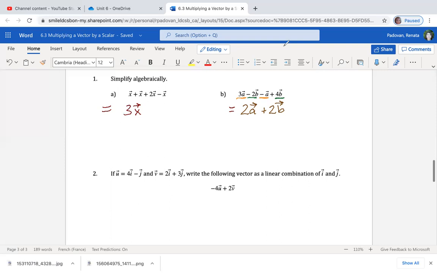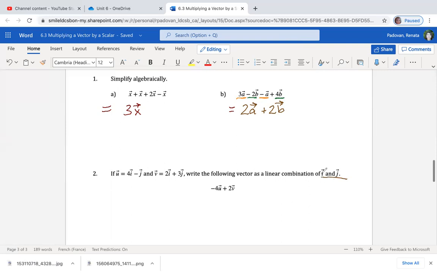Number 2 here, hopefully I can fit that in without having to erase anything yet. So if I have vector u in relation to i and j, vector u is 4 times vector i minus a vector j. And vector v is 2 of vector i plus 3 of vector j. And I want to write the following vector as a linear combination of i and j. So instead of in terms of u and v, write it in terms of i and j.